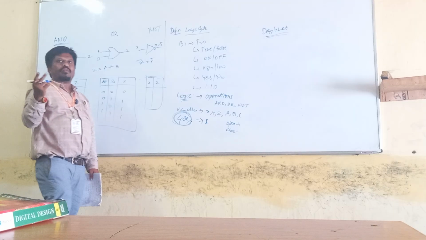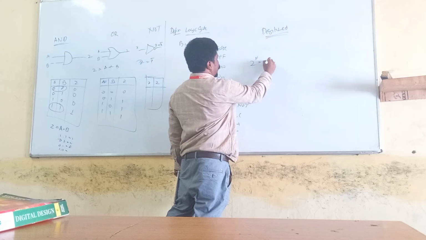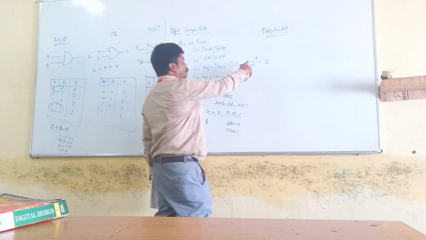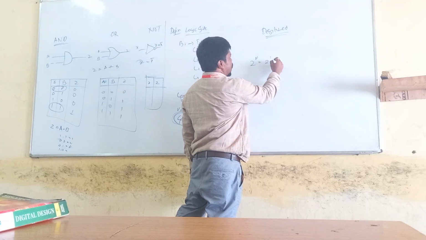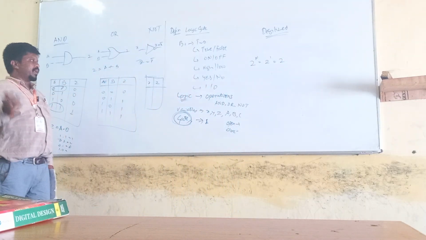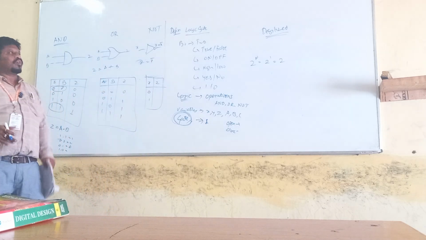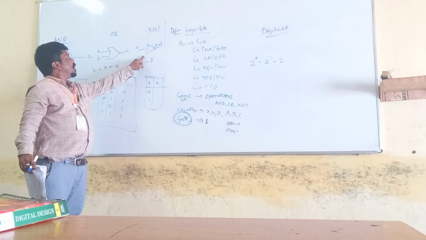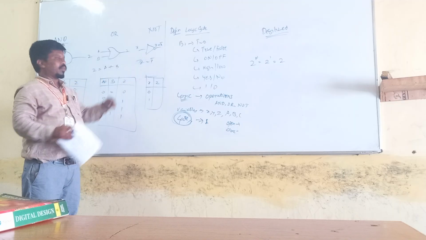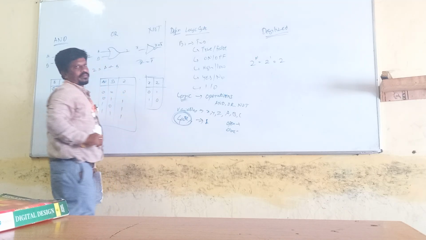With only one variable, the number of combinations is 2 to the power of n, where n is the number of variables. That's 2 raised to 1, so two combinations: x can be 0 or 1. As I told you, the NOT gate gives the complement of the input: 0 becomes 1, 1 becomes 0.